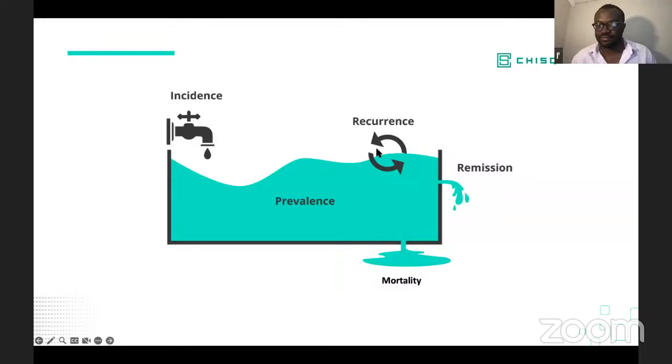So this is recurrence. Remission is where people leave the pool, right? So think of somebody who has been, let's say you're looking at tuberculosis, somebody who has been healed and cured. He has left the pool of people with a condition. So that's remission. And then sometimes people die and never to return, right? And so that is mortality. And so we need to understand all of these concepts in the context of longitudinal studies because these are some of the things that we measure.